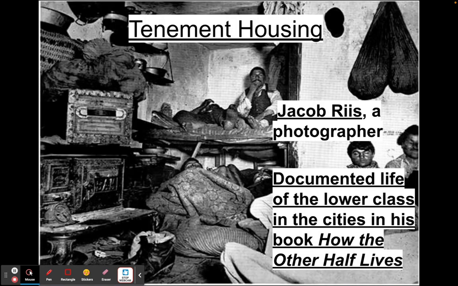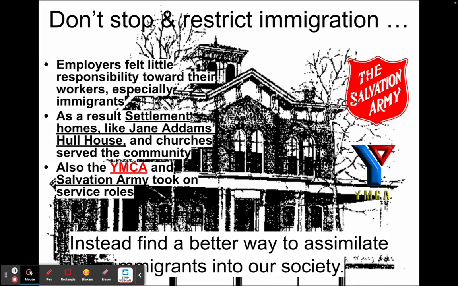We talked about tenement housing in lesson 4, where we studied some photographs from Jacob Riis, who documented life in lower class cities in the book How the Other Half Lives. We'll be doing a few more document analysis and document investigation later on this week.